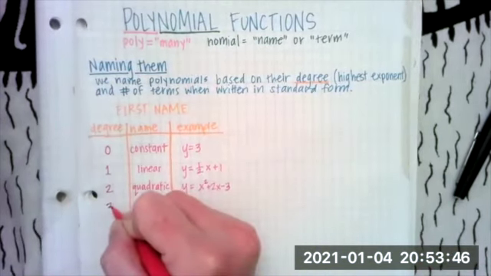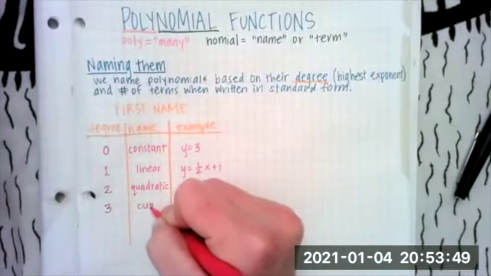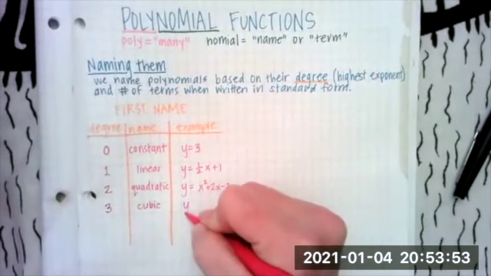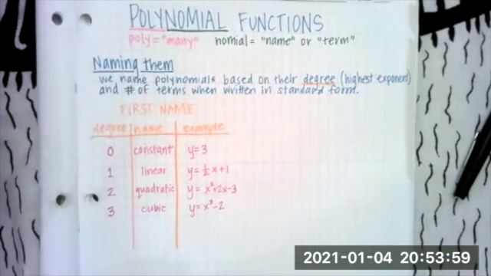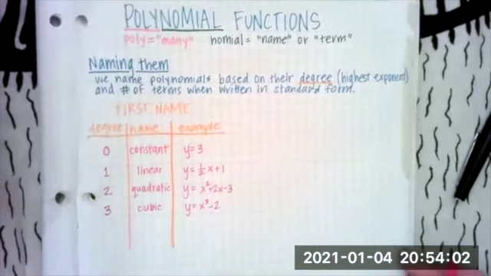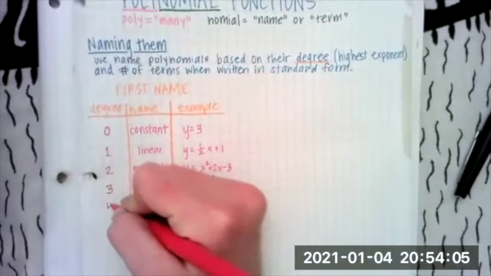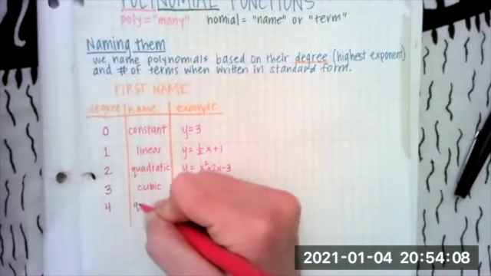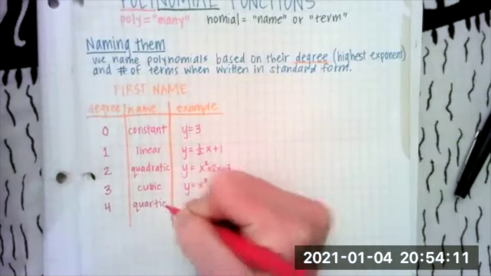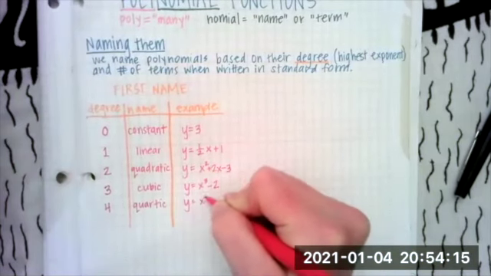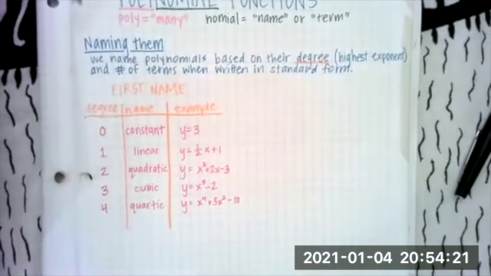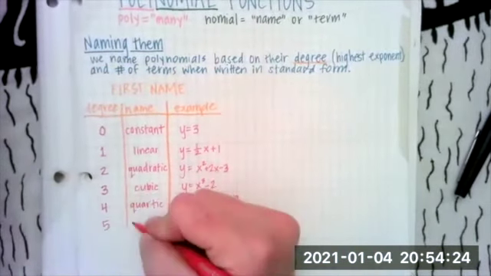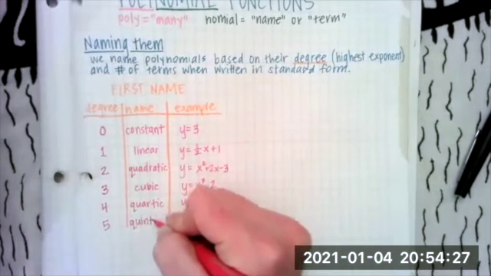Degree 3 polynomials we call cubic because a cube is 3-dimensional. Something like y equals x cubed minus 2 would be a cubic function, shifted down 2 units. Degree 4, what if the highest exponent is a 4? That's called quartic. y equals x to the 4th plus 3x squared minus 10. Why not? And if it's degree 5, that's called quintic.